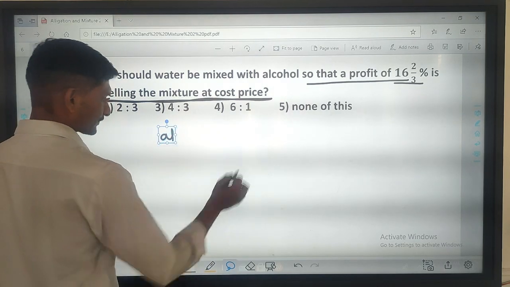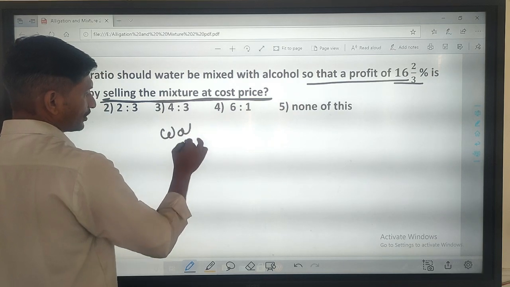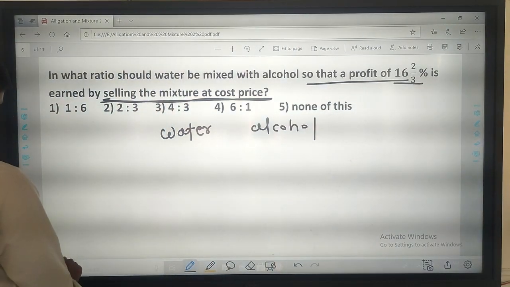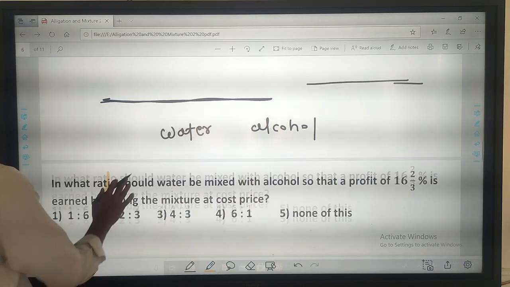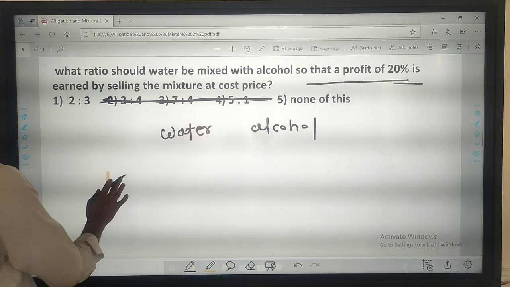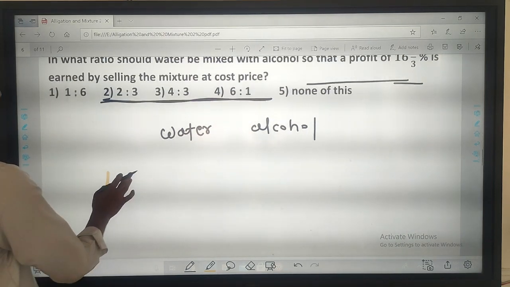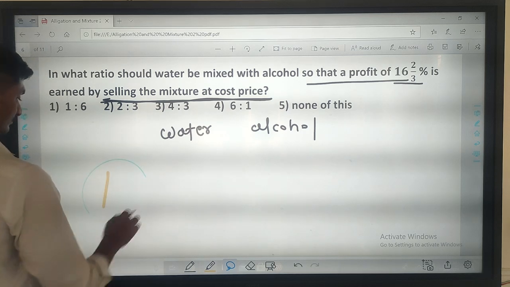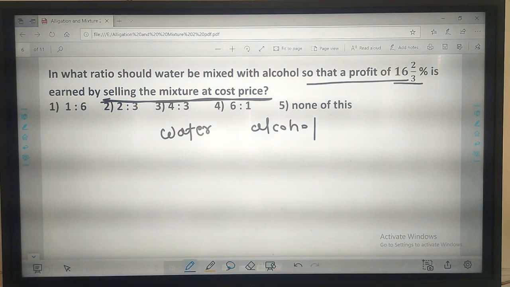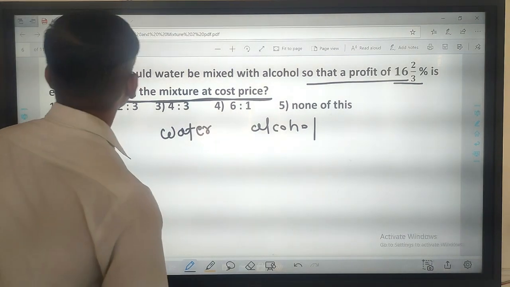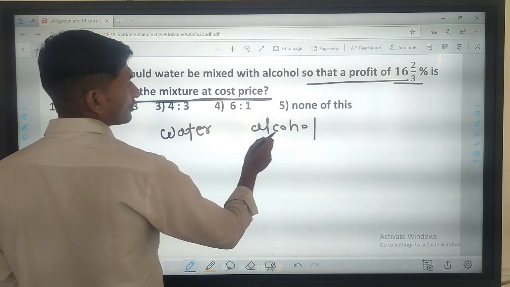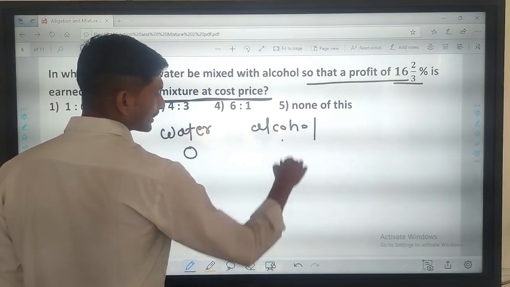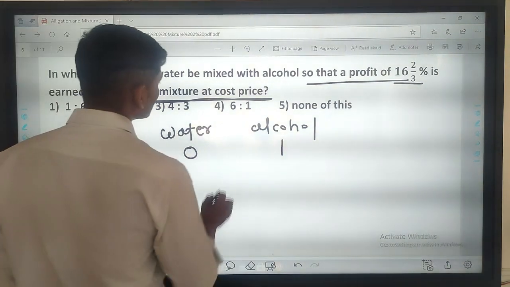Now first we write water, then alcohol. The cost price of water is 0, and the cost price of alcohol is 1. Then the mixture will be sold at cost price.